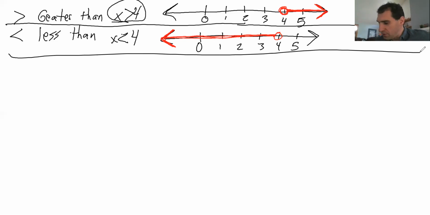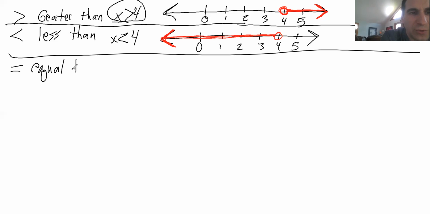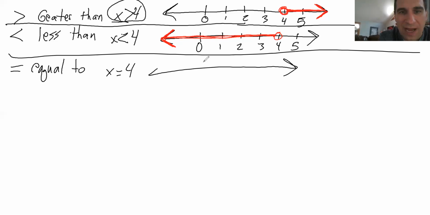Now, there's a couple of new things that I want to share with you. Well, this one's not a new thing. Obviously, you know that this symbol means equal to. So if x is equal to 4, that means that x is simply just 4. So if I were to put this on a number line, I have 0, 1, 2, 3, and 4. x would be exactly at 4.